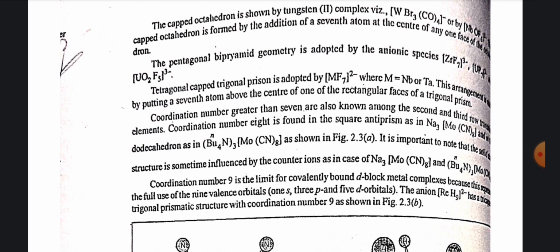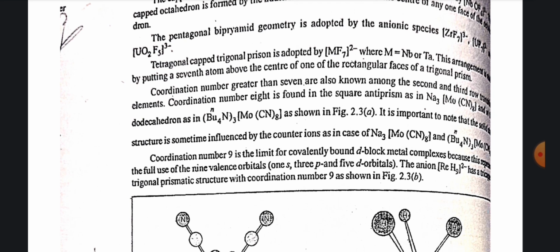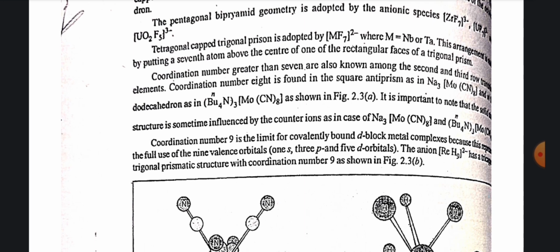The pentagonal bipyramid geometry is adopted by anionic species. The tetragonally capped trigonal prism is adopted by MF7 2-, where M is Nb or Ta. This arrangement is shown by putting a seventh atom above the center of one of the rectangular faces of the trigonal prism. Coordination numbers greater than 7 are also known among the second and third row transition elements.